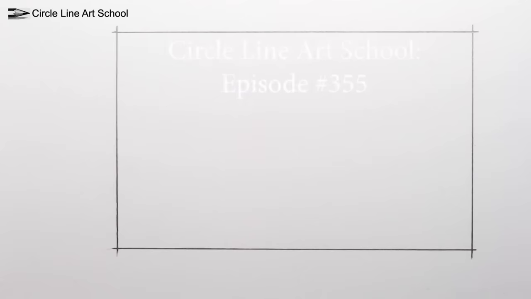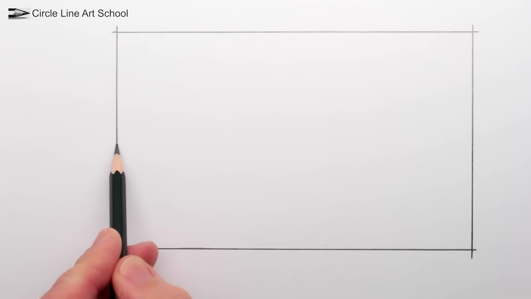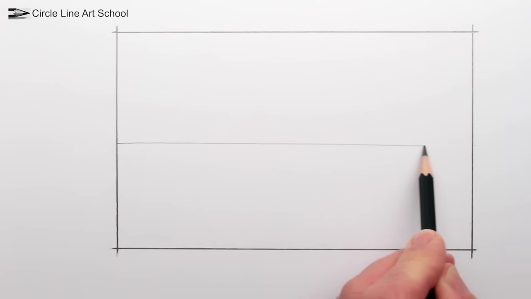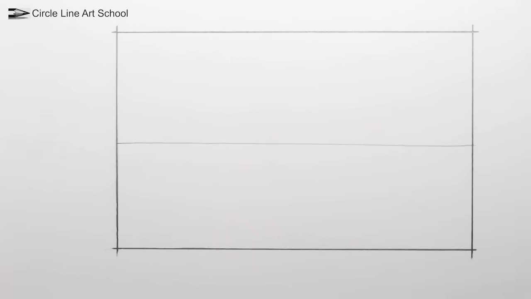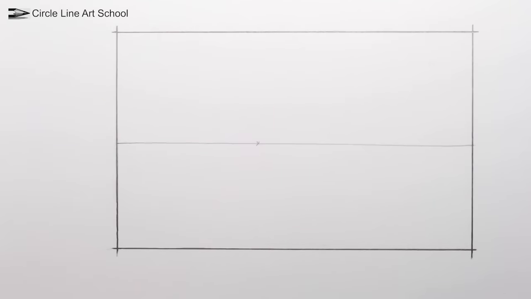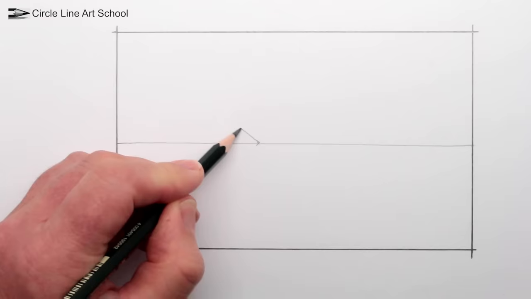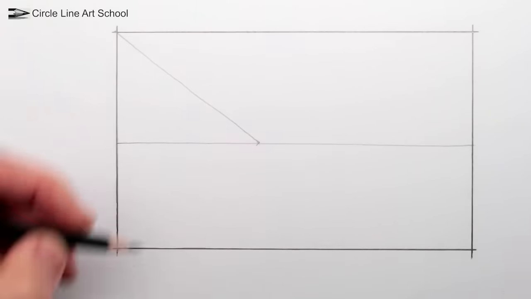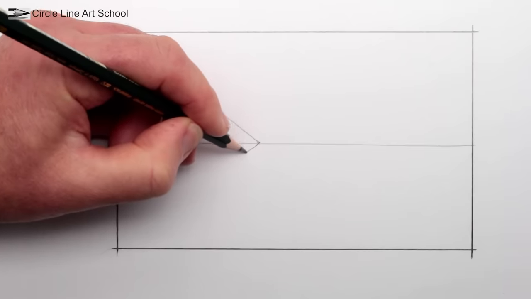For this drawing, I drew a frame first, a rectangular shape, in which I'm going to draw the main drawing. Within this rectangular shape, draw a horizontal line across your page, and then draw a cross for a vanishing point near the centre and on the horizon line. Next, draw four lines from the vanishing point to the corners of your drawing.